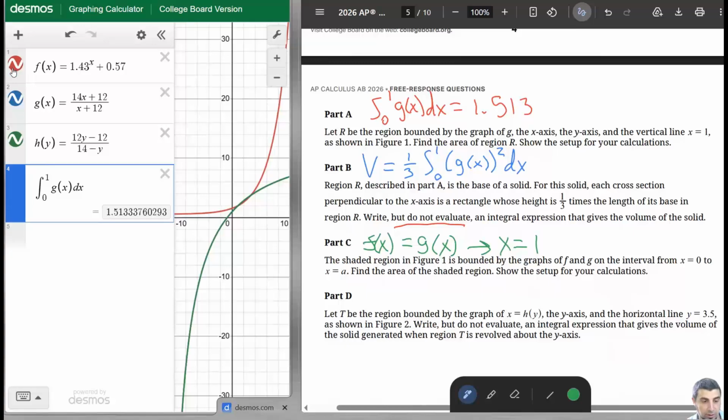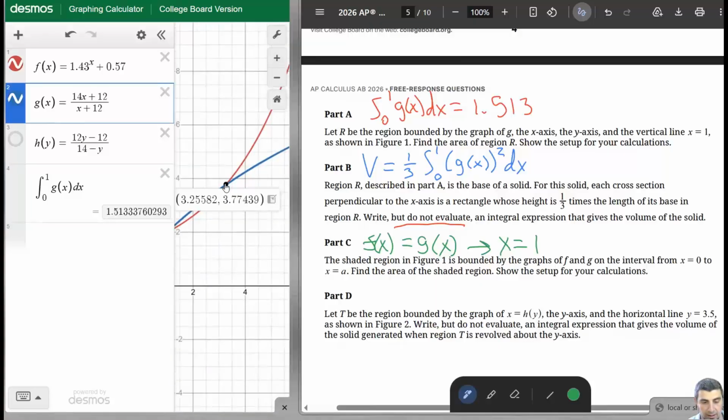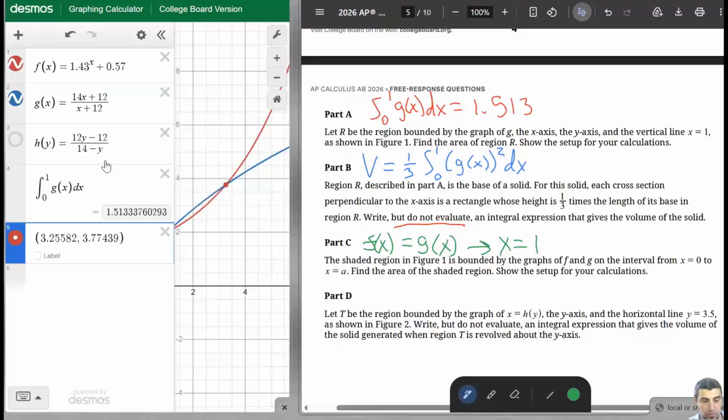The other intersection point, we can use Desmos to figure that out. So we're dealing with the graphs of f and g. I'm going to turn h off just to simplify things. And if I zoom in just a little bit, I can highlight it and then export it to my table, and then my intersection point is 3.25582. Now notice I'm going out more than 3 decimal places because this is not a final answer. So I want to use more decimal places than 3 because I want my final answer to be accurate to at least 3 decimal places.